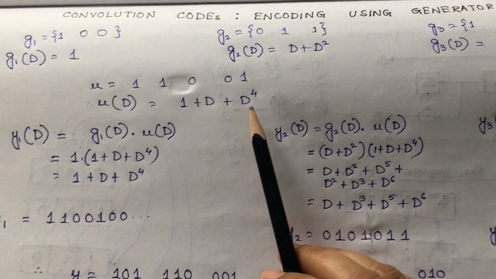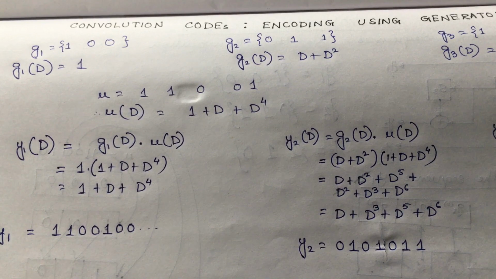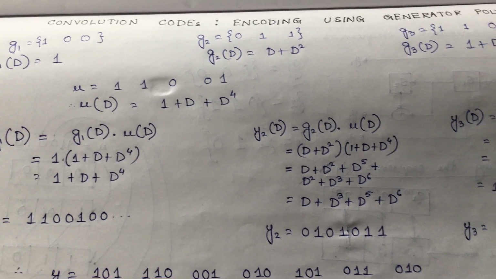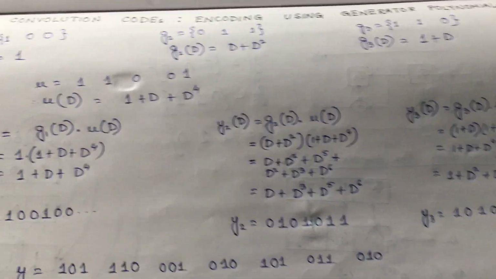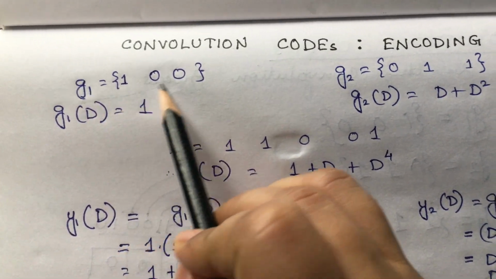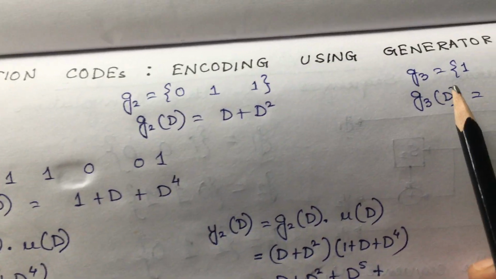We have visualized the convolution process. Now let us see a quicker method of determining the output sequences, and that can be done with the help of generator polynomials. So we have here the generator sequences G1 100, G2 011 and G3 110.